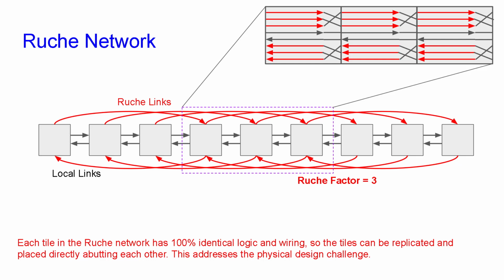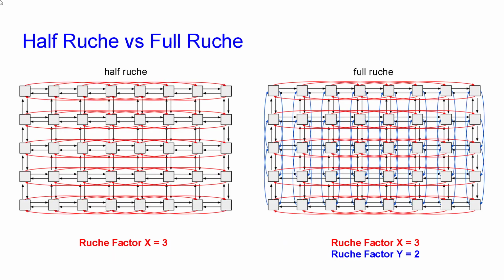This addresses the physical design challenge mentioned earlier. Here we show a more complete picture. On the left side, we have a half Ruche network where the Ruche vector 3 is only applied in horizontal direction. On the right side, we have a full Ruche network where we added the Ruche vector of 2 in vertical direction. Designers can vary the Ruche vectors depending on how much access routing resources are available in each direction.